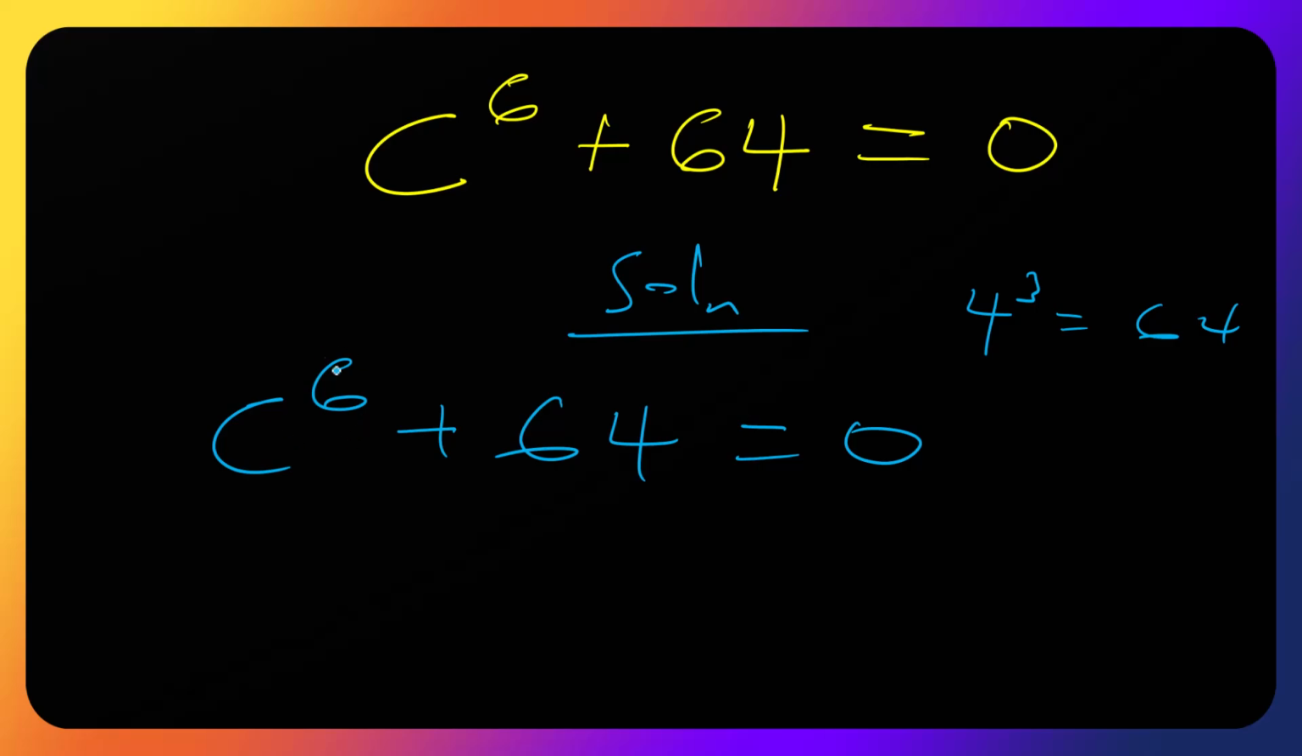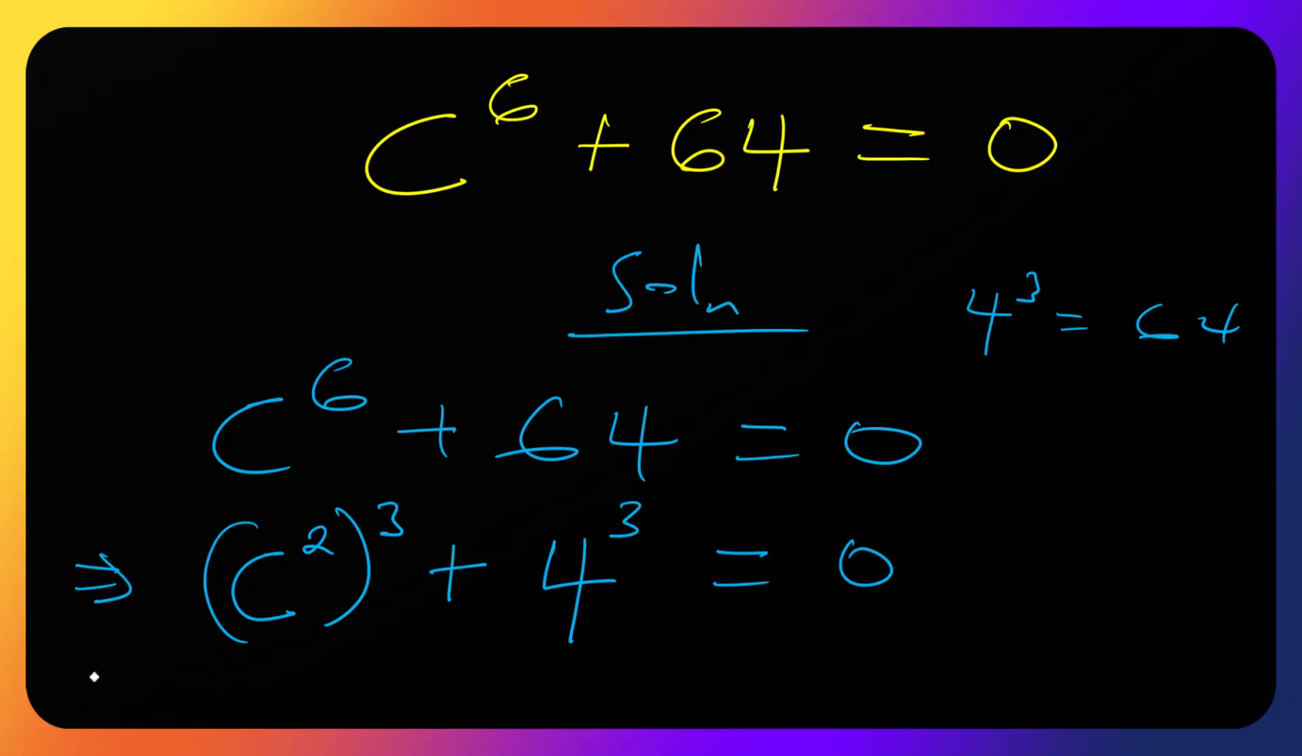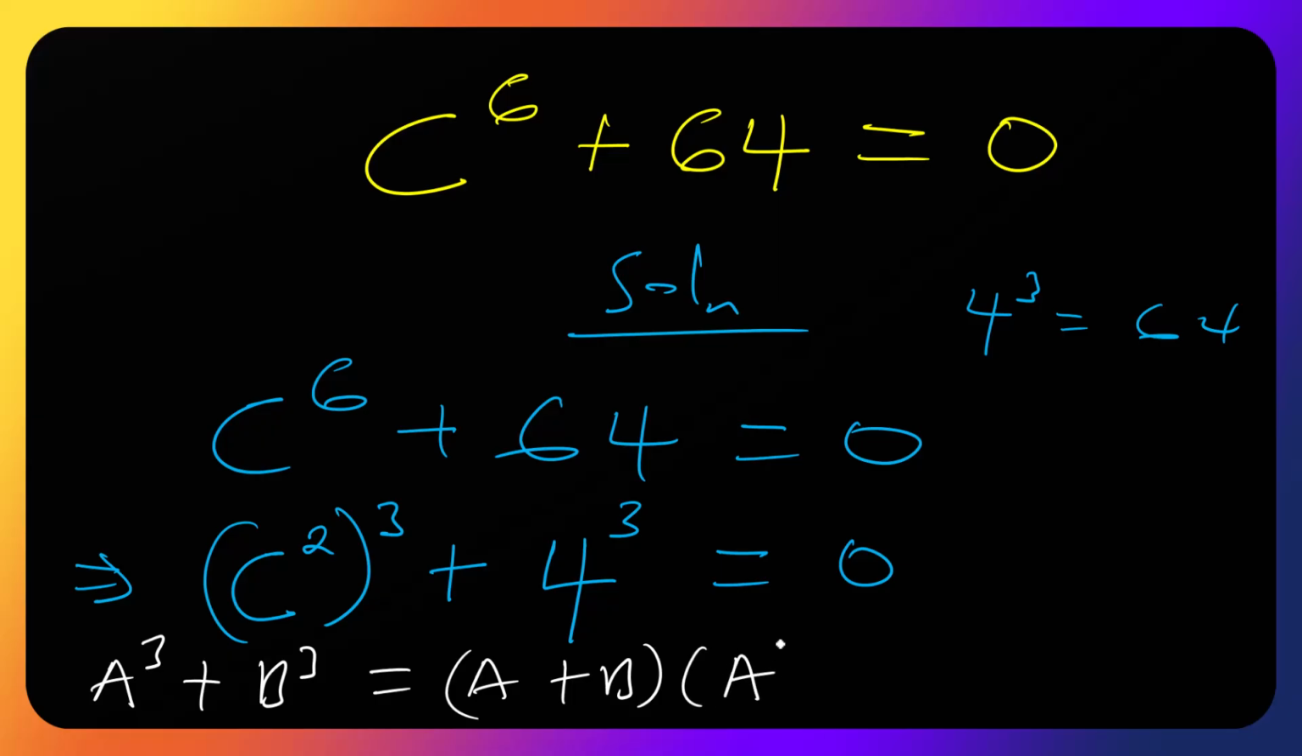So I can say c squared all raised to 3. Going back, 2 times 3 is 6, so I've done nothing. 64 can also be written as 4 to the power of 3, equal to 0. Now let's recall this: a cubed plus b cubed is the same as a plus b, times a squared minus the product of a and b plus b squared, equal to 0.